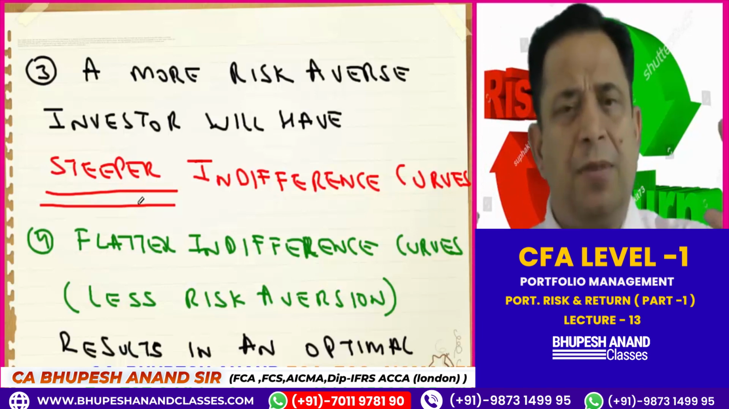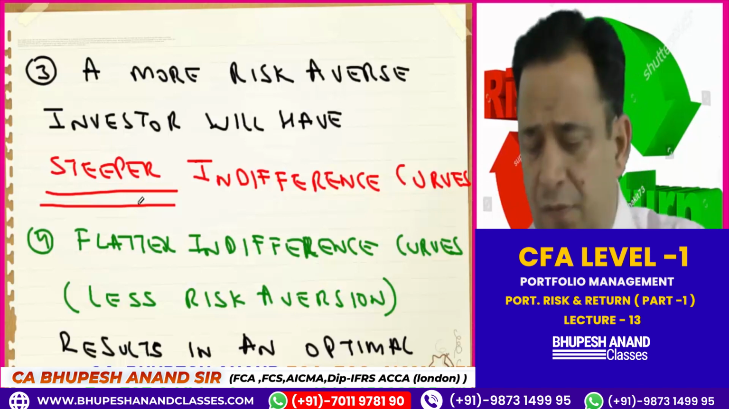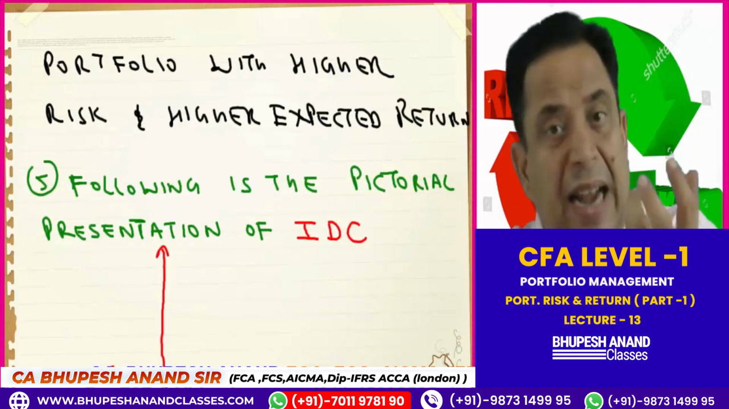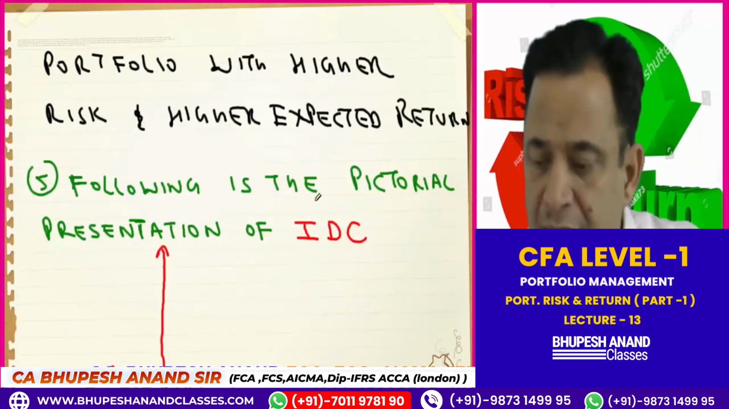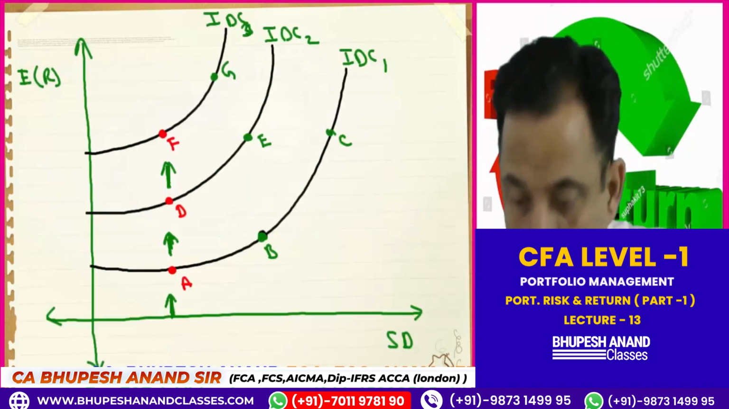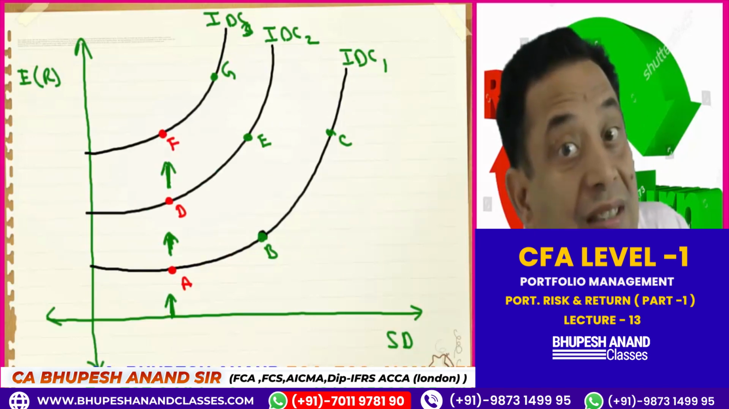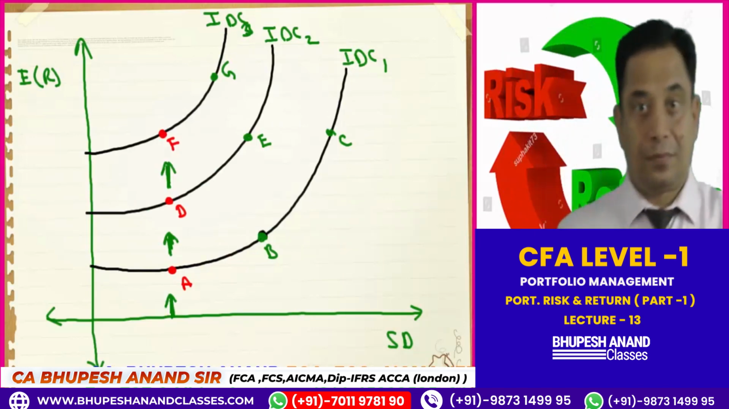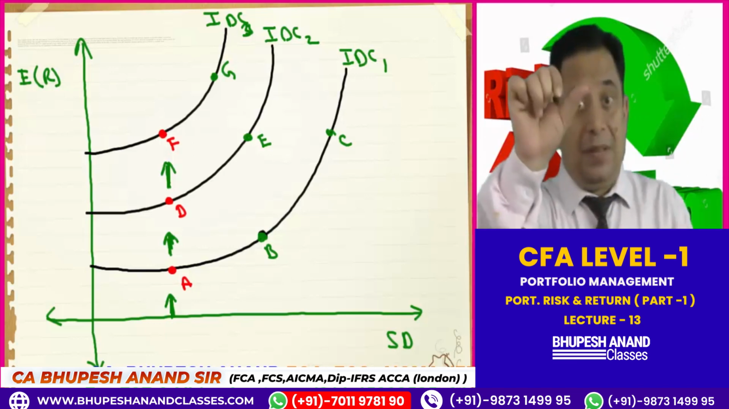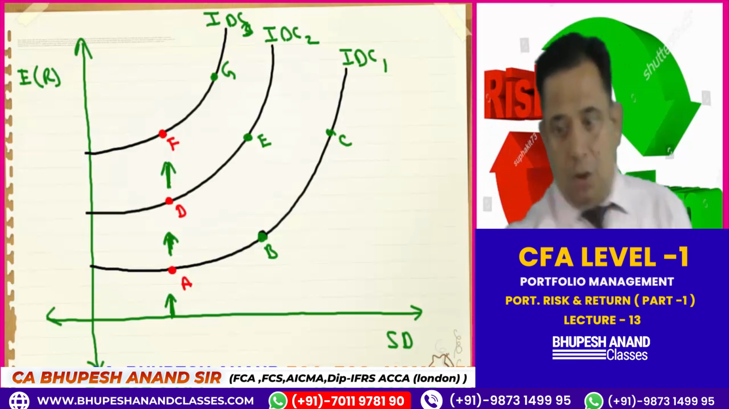So up to this point, number 4, I have just told you the meaning of indifference point, indifference curve, how many curves there can be, and what that curve shows us. Now following is the pictorial presentation of indifference curves. I have already explained how we can prepare this indifference curve with the help of a case study: 5% risk, 10% return; 6% risk, 12% return.